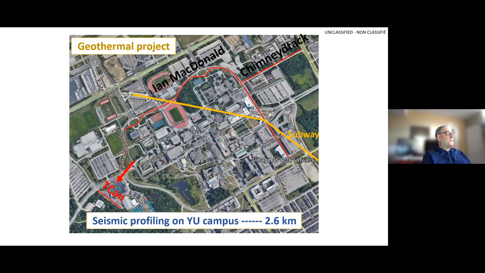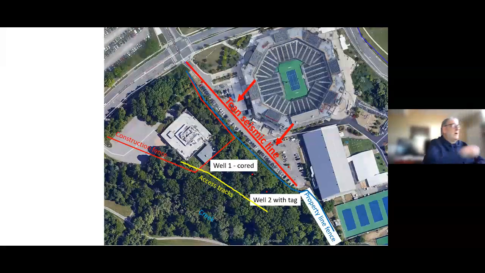So let's go to the Tennis Canada profile, where we have a borehole calibrated. Here is the Tennis Canada seismic line, a short line, 80 meters or so, and two cored wells that are present nearby, just to the southwest.